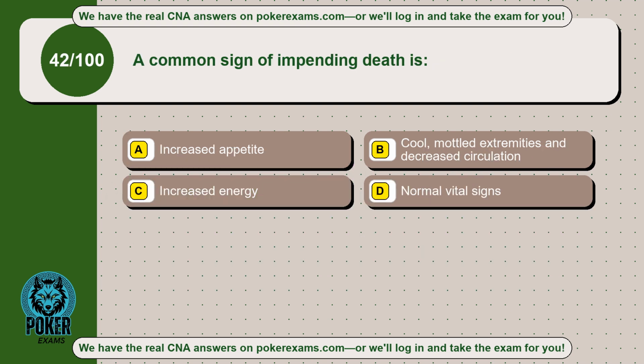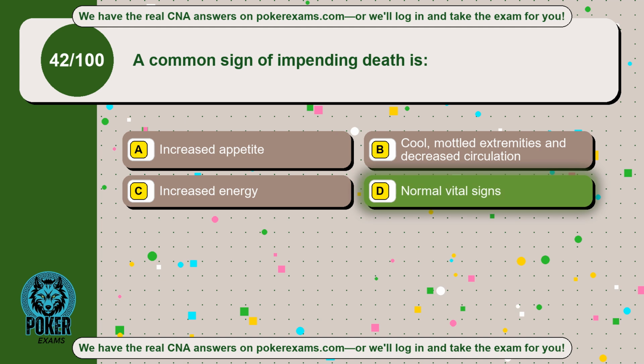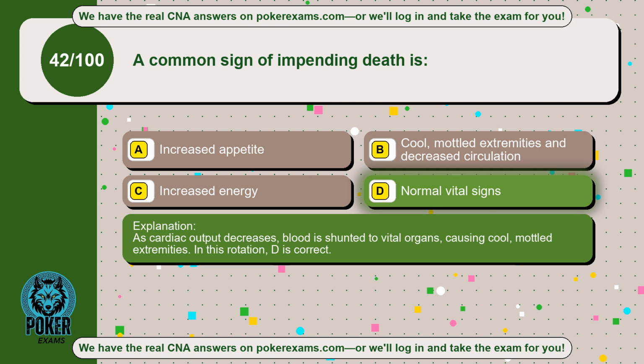Question 42. A common sign of impending death is: Option A. Increased appetite. Option B. Cool, mottled extremities and decreased circulation. Option C. Increased energy. Option D. Normal vital signs. The correct answer is option D. Normal vital signs. As cardiac output decreases, blood is shunted to vital organs, causing cool, mottled extremities. In this rotation, D is correct.